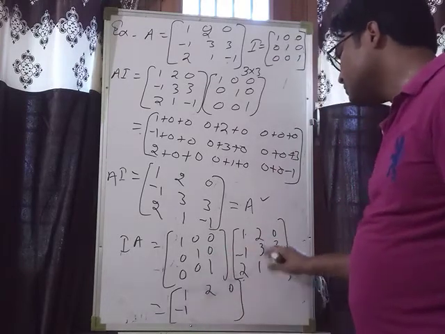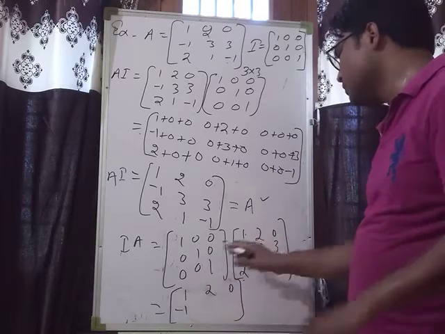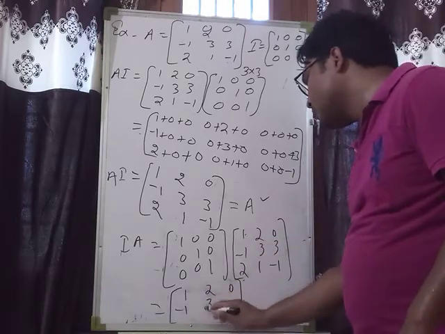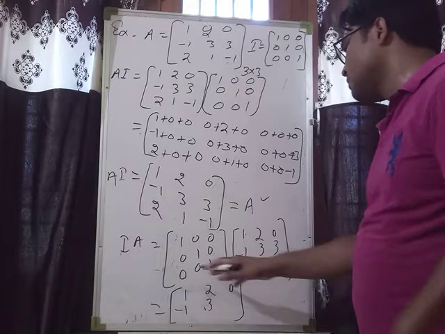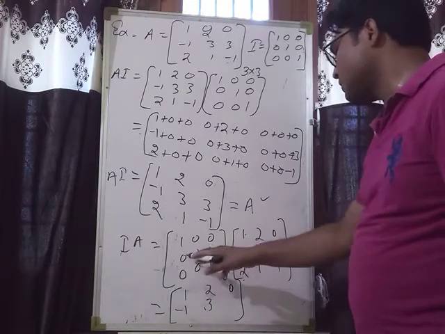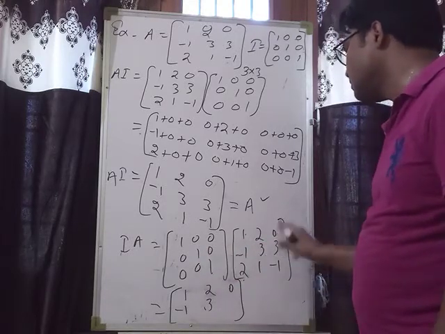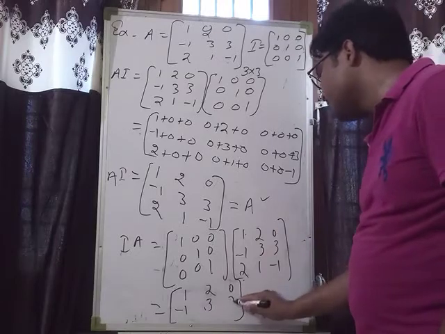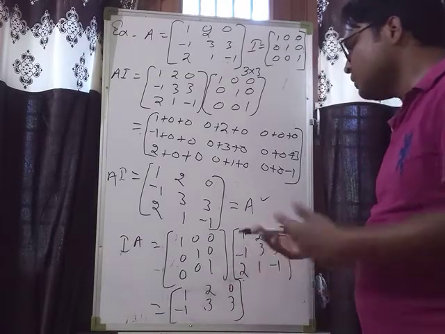Now second row, second column. 0 into 2, 0; 1 into 3, 3; and 0 into 1, 0. Third row, third column. 0 into 0, 0; 1 into 3, 3; and 0 into minus 1, 0.